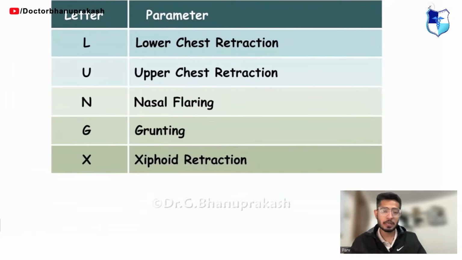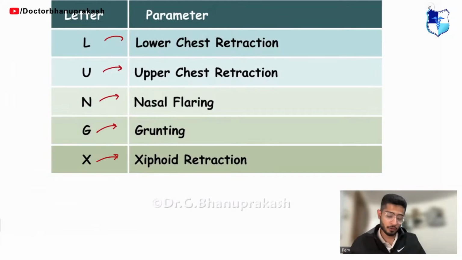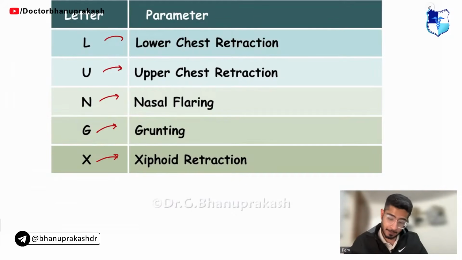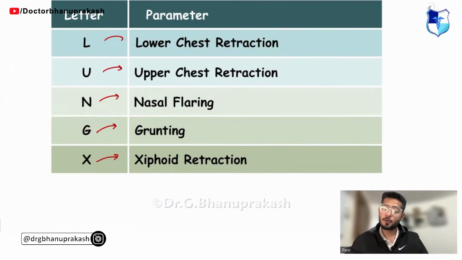So the mnemonic is LUNGS. L for lower chest retraction, U for upper chest retraction, N for nasal flaring, G for grunting, X for xiphoid retractions. So L for lower chest retraction, U for upper chest retraction, nasal flaring, grunting, and xiphoid retractions.